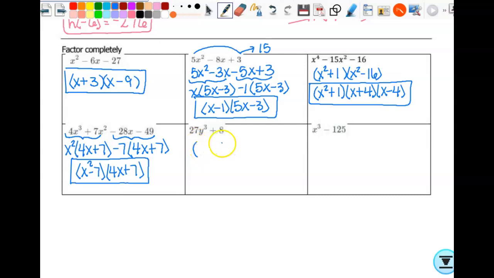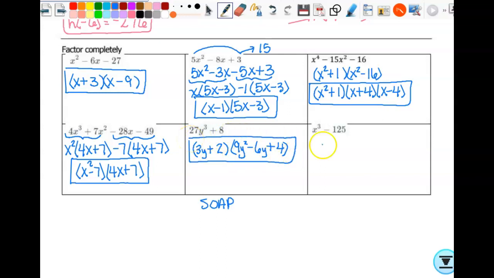I start off by doing a binomial and a trinomial. And then I use SOAP. Get my signs in there. Same, opposite, always positive. This is plus, so this is the same, opposite, always positive. I take the cube root of this term, that gives me 3y, that goes right there. Cube root of this term is 2, that goes right there. To get this one, I square this, so this will be 9y squared. To get this term, I multiply these two together, so that's 6y. To get this one, I square this, and it's 4. And that's my answer.